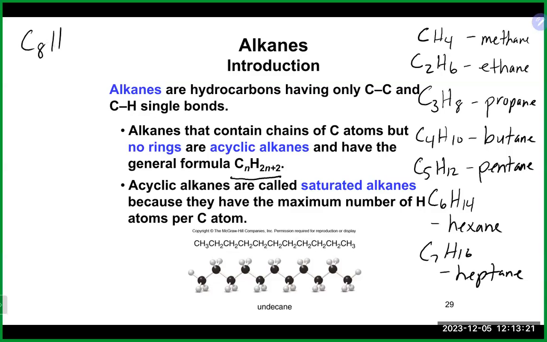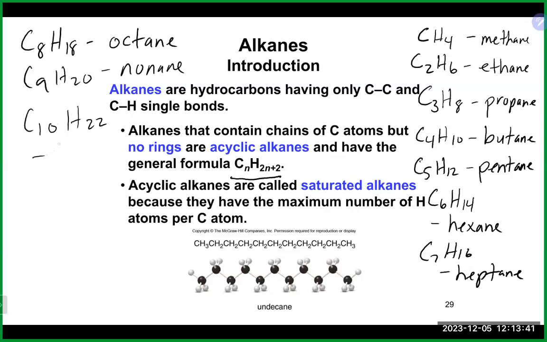8 carbons, 8 times 2 is 16, plus 2 more is 18, is octane. 9 carbons is going to give me 20 hydrogens, is nonane. Why not? Could be making it up. C10H22 is our friend decane. So these are the first 10 alkanes. These are all single bonded. These are all put together by carbons attached to carbons and pretty much hydrogens on the outside there.